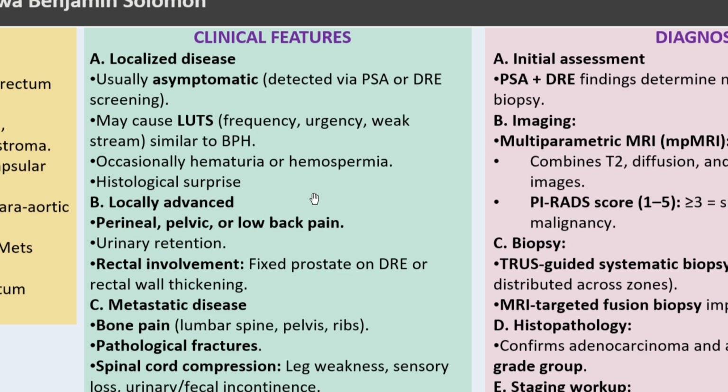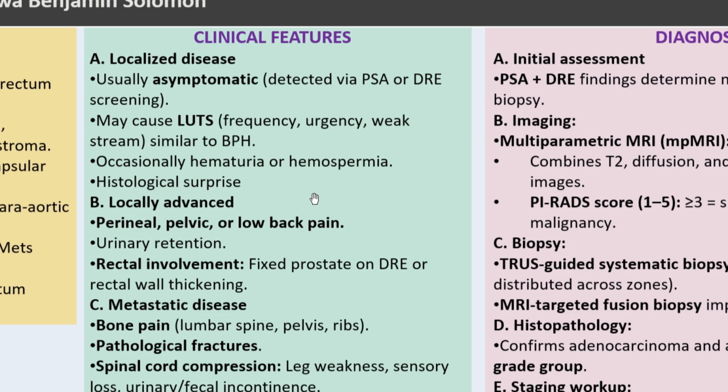Then sometimes we have what we call a histological surprise, whereby a resection is done for BPH, but when we do histology, you find that actually the patient also had a cancer.